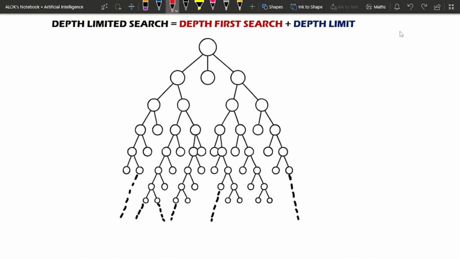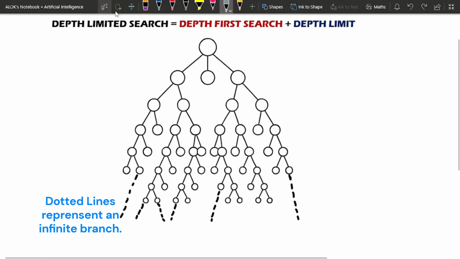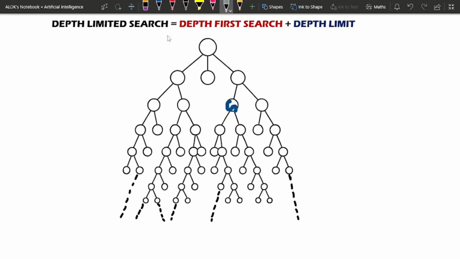So the example for depth limited search is very simple. DLS is nothing but depth first search plus a depth limit. Now suppose this is my goal node, right? Let me mark it as G. So let's see how DFS or depth first search will approach this problem.